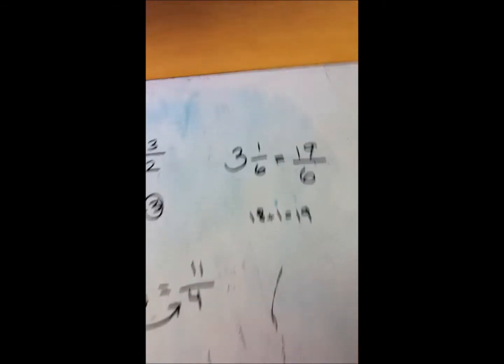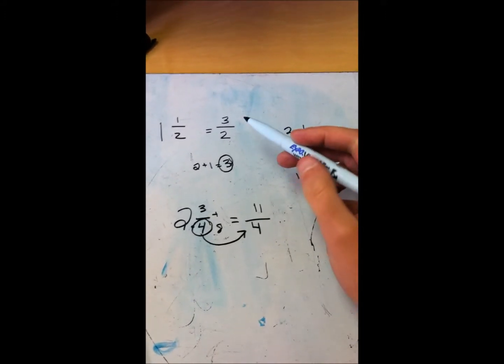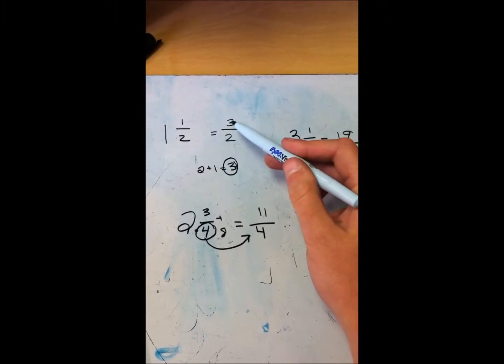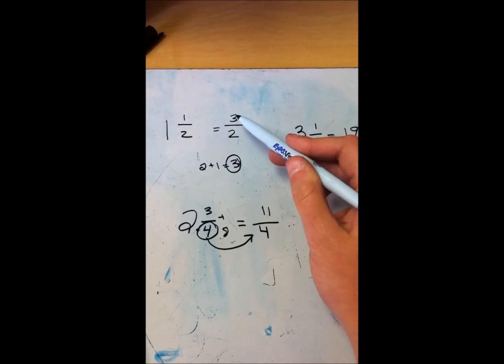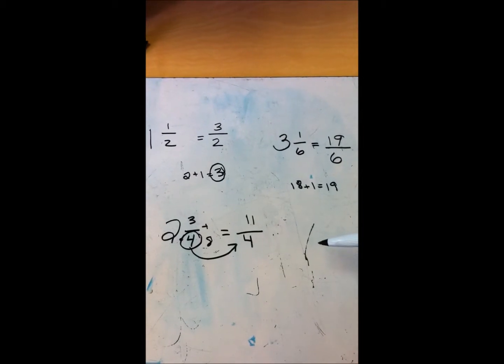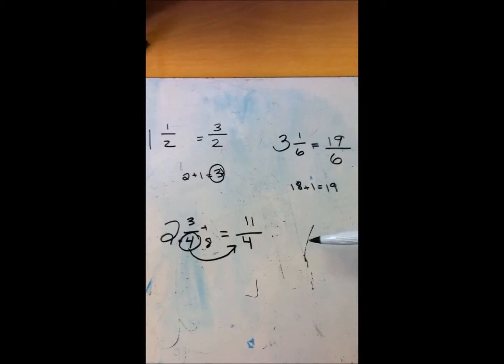Okay, that is how you are going to convert mixed numbers into fractions. Now if you remember, they're improper fractions because the number on top, the numerator, is bigger than the denominator. Okay, so that is step 1.